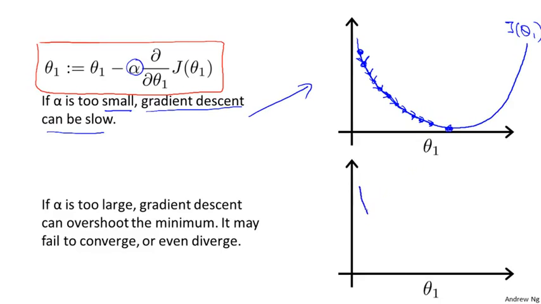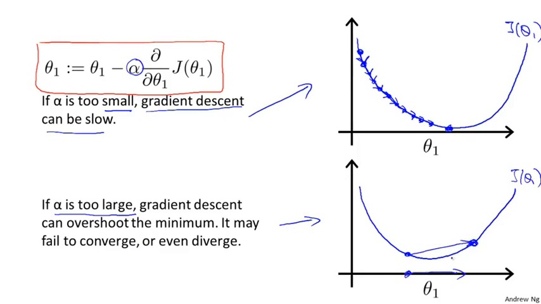Here's my function J of theta. It turns out, if alpha is too large, then gradient descent can overshoot the minimum and may even fail to converge, or even diverge. So here's what I mean. Let's say I start off theta there. It's actually pretty close to the minimum. So the derivative points to the right, but if alpha is too big, I'm going to take a huge step. Maybe a huge step like that.